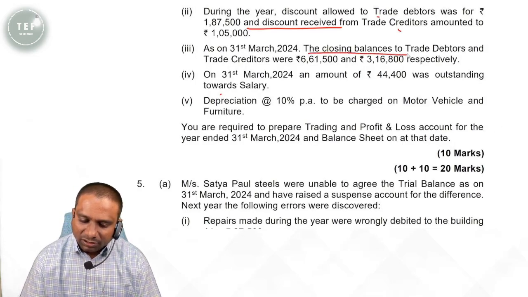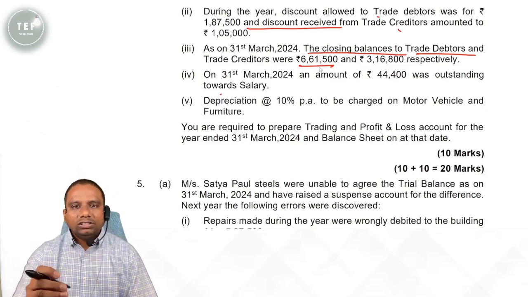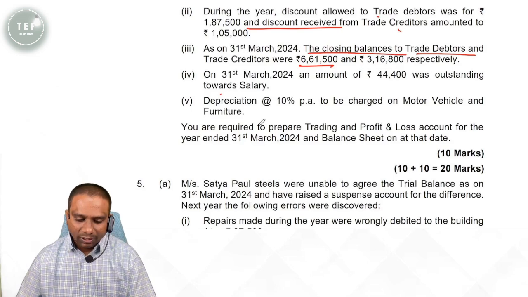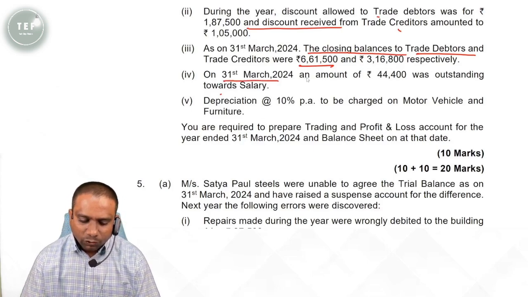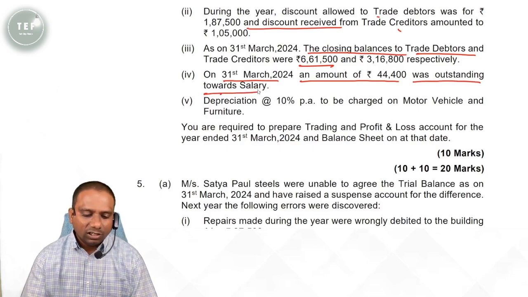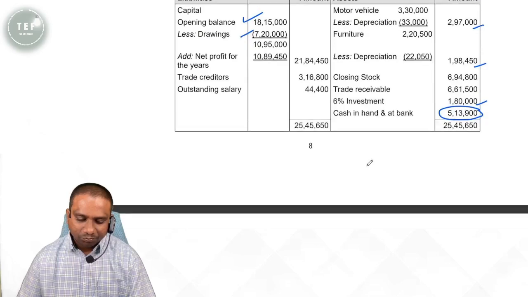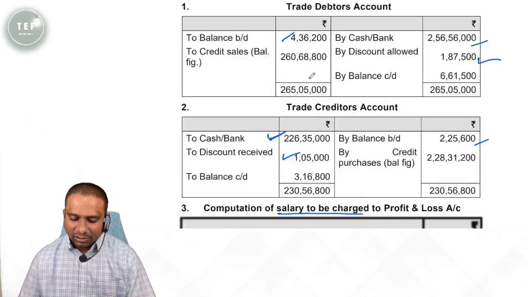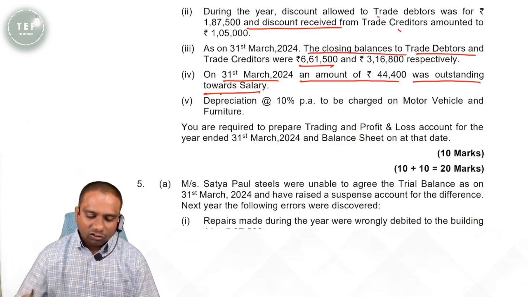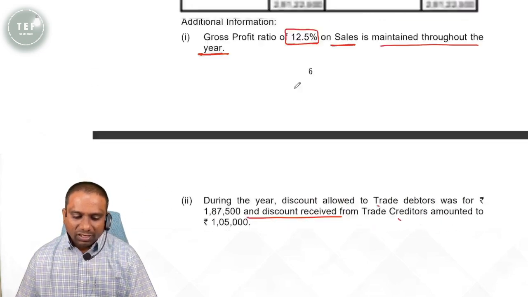The closing balances of trade debtors and creditors. Closing balances they have given. First, closing balances show in the working notes. After that, in the balance sheet. Okay. Next one. On 31st March 2024, an amount of 44,400 was outstanding towards salary. Still outstanding. So show it on the liability side, students. First, liability side, 44,400. Next, adjustment, add. So total salary, show it on the debit side of P&L account. Next one, depreciation completed. So each information we have taken.